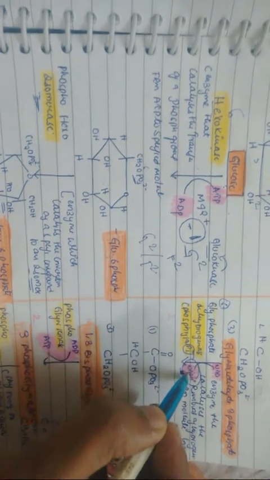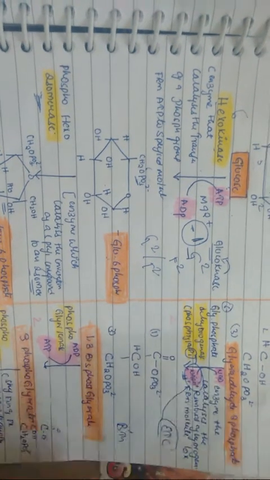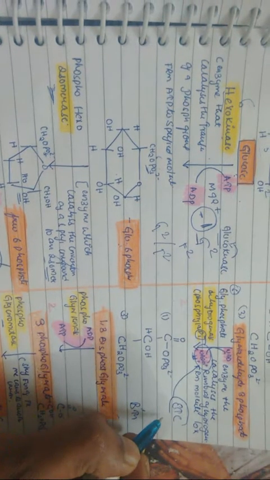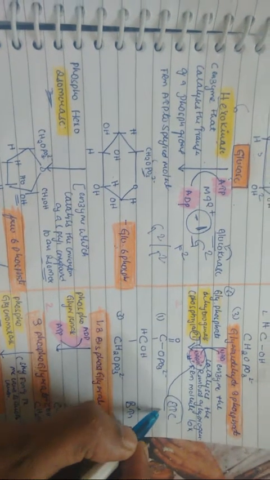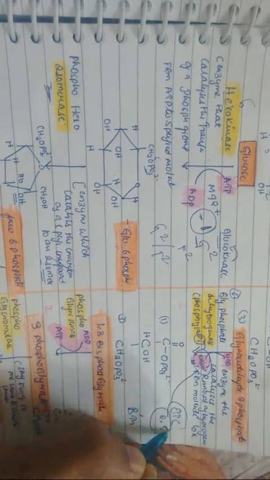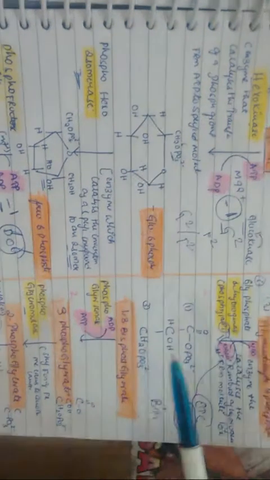And this NADH goes to the electron transport chain. It goes to the electron transport chain, and now you have to observe that for one NADH there is production of 2.5 ATP. Now let us see the next, kinase.